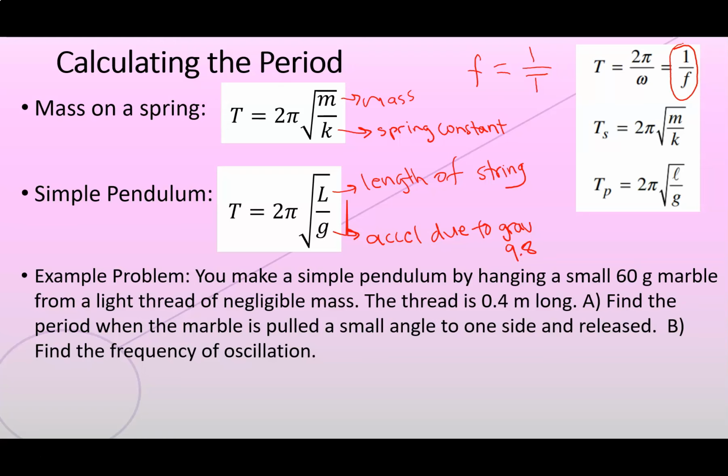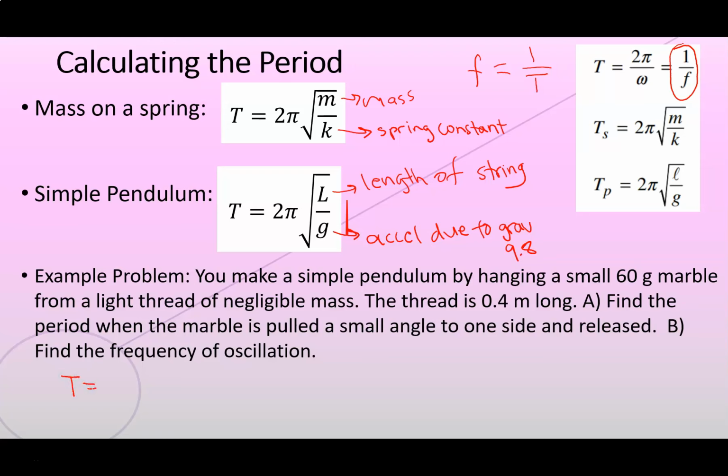So let's do an example problem real quick. You make a simple pendulum by hanging a small 60-gram marble from a light thread of negligible mass. The thread is 0.4 meters long. We want to find the period when the marble is pulled a small angle to one side and released, and we also want to find the frequency of oscillation. So we just want to use this formula here.